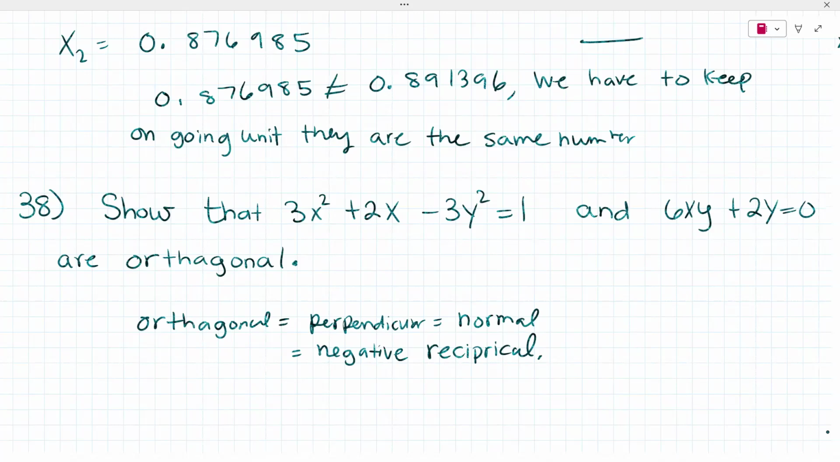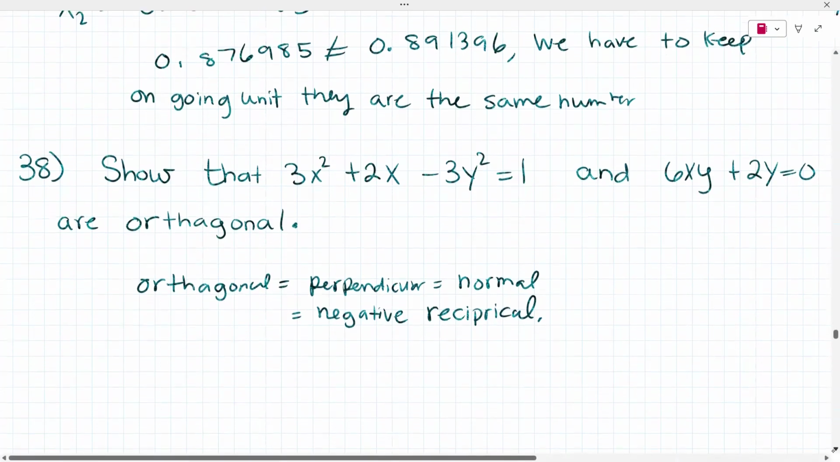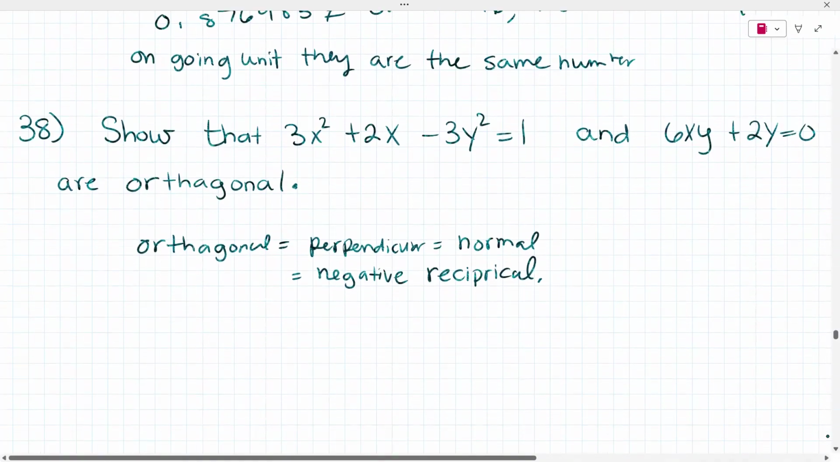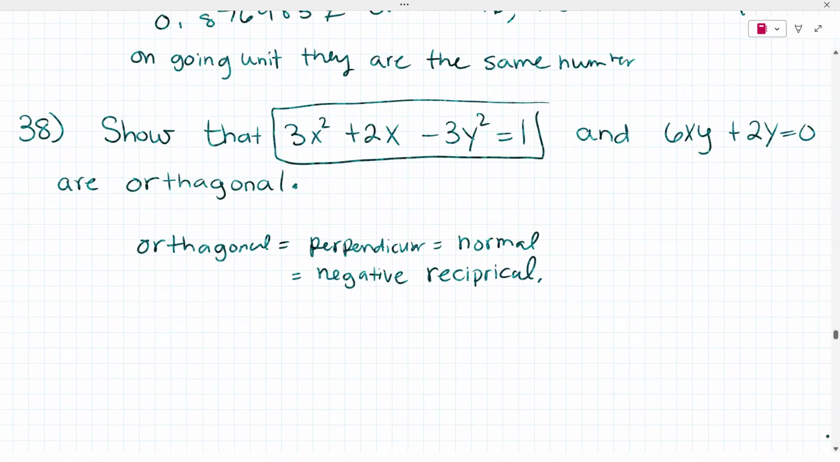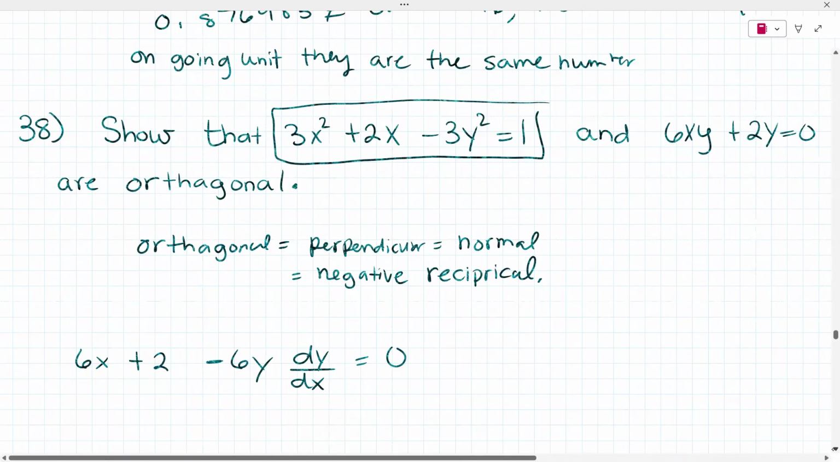Let's take the derivative of 3x squared plus 2x minus 3y squared, implicitly finding dy dx, right? We can do that. So we'll do implicit differentiation for this part right here. So what's the derivative of 3x squared in respect to x? It would be 6x. What's the derivative of 2x is 2. What's the derivative of negative 3y squared in respect to x? It would be negative 6y dy dx. What's the derivative of 1 is 0. Then continue solving for dy dx.